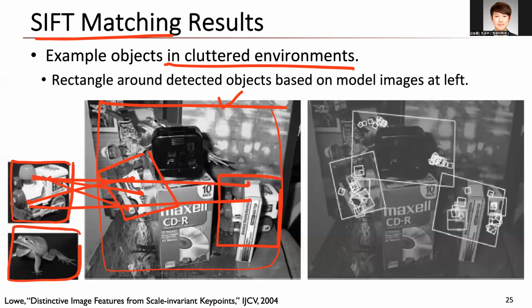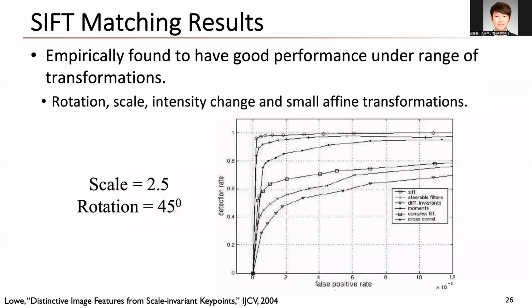And if we change to another clutter, another template, we find other object regions. This is one of the techniques to find the object region using the image matching technique. And they show that the quality of the result is not very good, but the performance was very impressive. They empirically found a good performance under a range of transformations, for example, rotation, scale, intensity change, and small affine transformation. Like this.